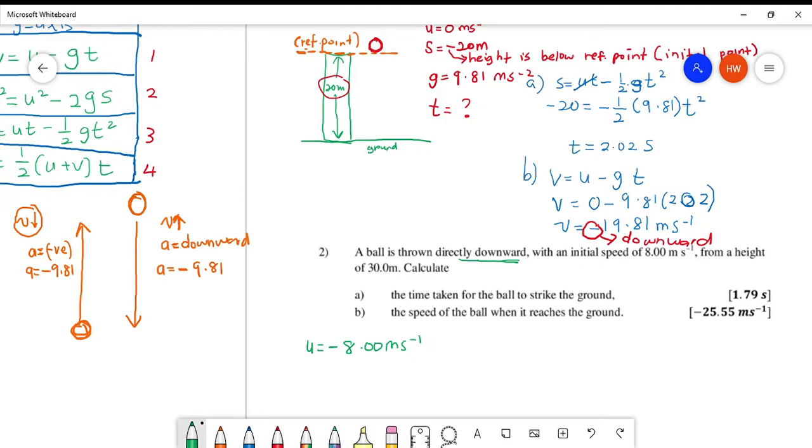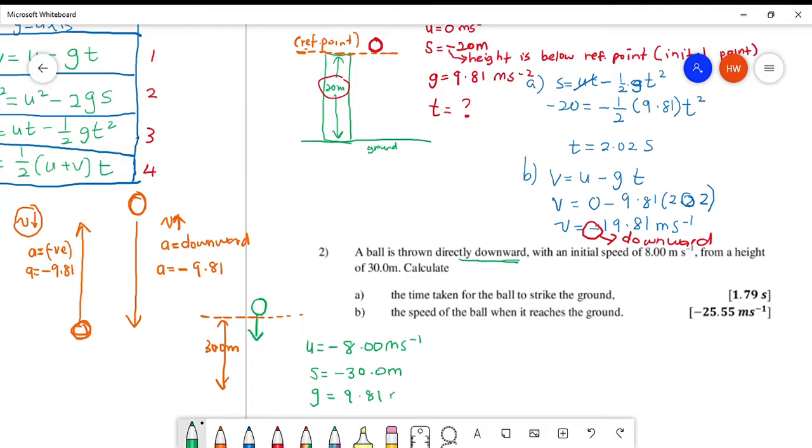Now, saya tak lukis dah. Awak boleh bayang tak? Height dia above or below the reference point? Below. Yes, it's below the reference point. So it's going down like this. Therefore, the reference point is the orange dotted line here. So it's thrown 30 meter down. Therefore, the S is equals to negative 30 meter. Right.